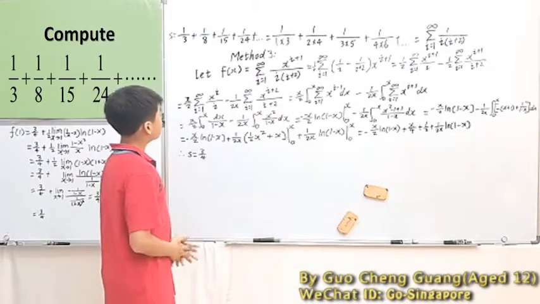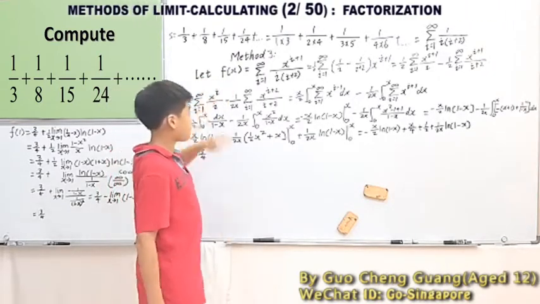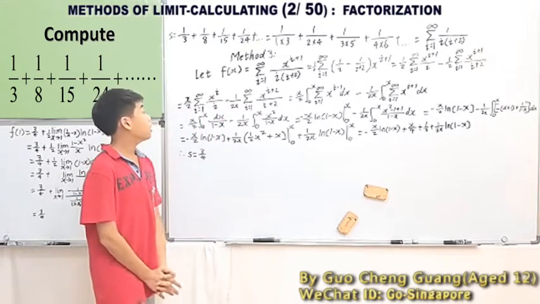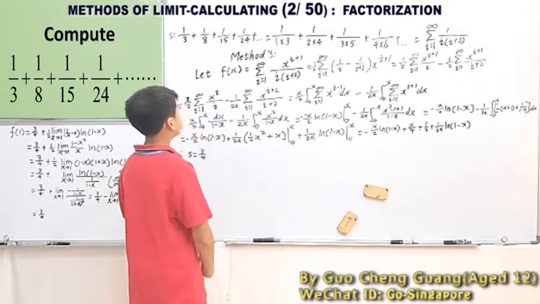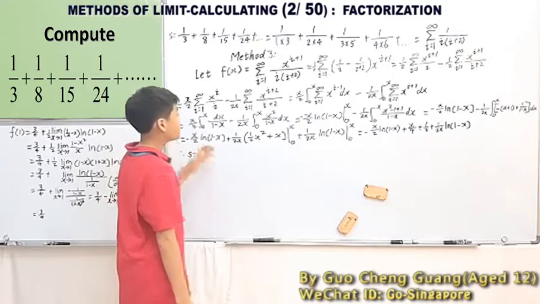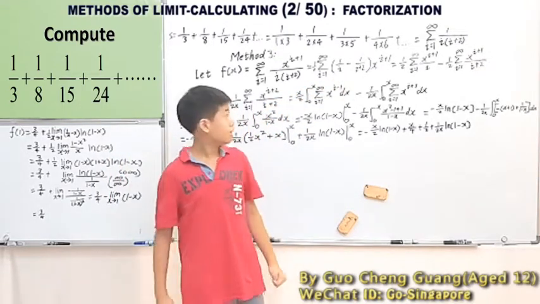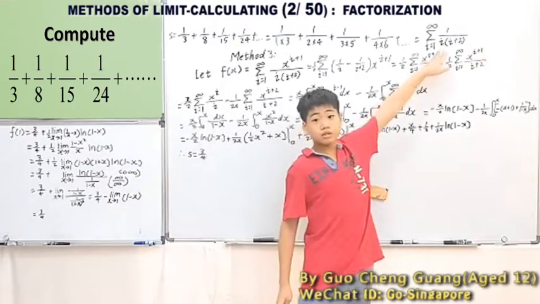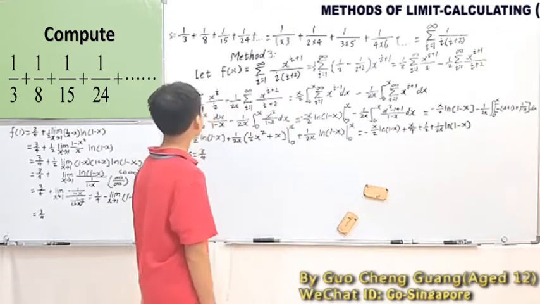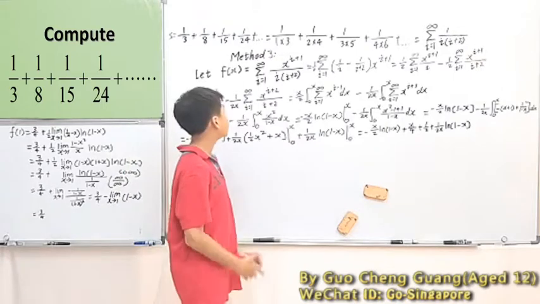In this method, we let a function, and in this function, we have to let it so that we could use differentiation, and then we could remove this denominator, and that makes things easier. Because at first, when you write it into this sigma notation, you cannot straight away solve it. So this is method number 3.